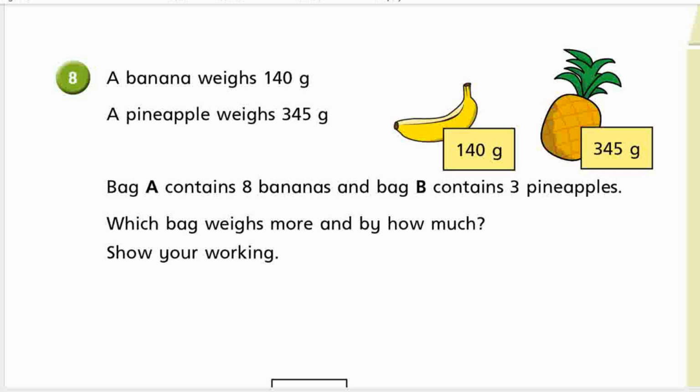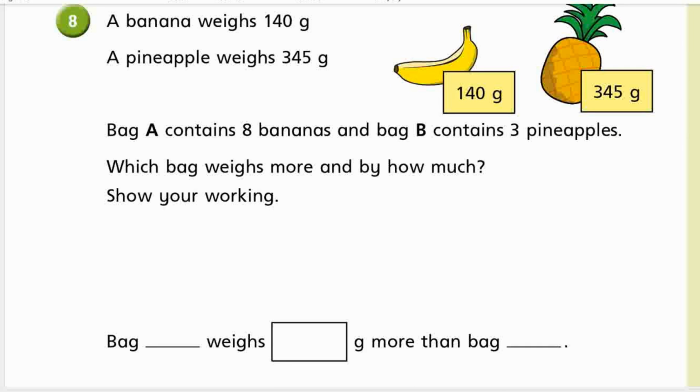A banana weighs 140 grams. A pineapple weighs 345 grams. Bag A contains 8 bananas, and bag B contains 3 pineapples. Which bag weighs more? Okay, so we need to compare bag A and bag B. So 8 times 140, because this is the bananas. Okay. Times, and I'll draw a little banana so we know. Oops, that's a very bad banana. Color it yellow so we know. Okay, right. These are the bananas.